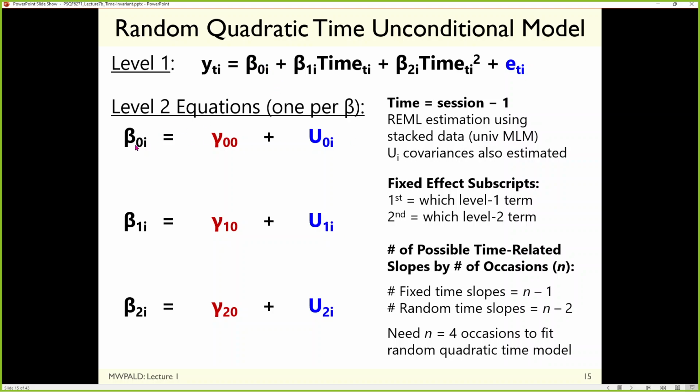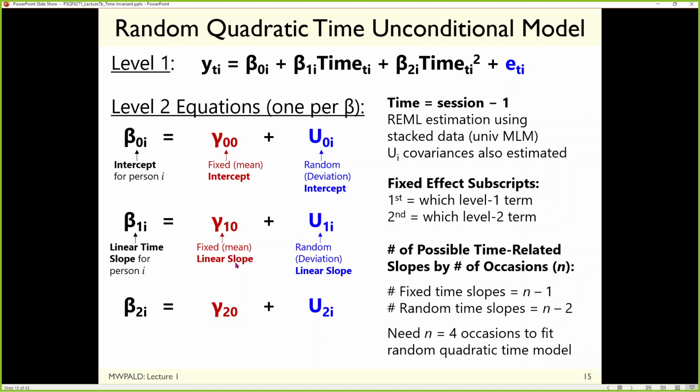That means I would have an individual intercept, which is composed as a fixed intercept plus intercept deviation. I can have a linear time slope. That's going to be conditional on time 0 and have its own deviation. And if there is a random quadratic, the random linear slope is also conditional on time 0. And then we have our quadratic that has the fixed part and the random part, and it takes at least 4 occasions to fit this model.